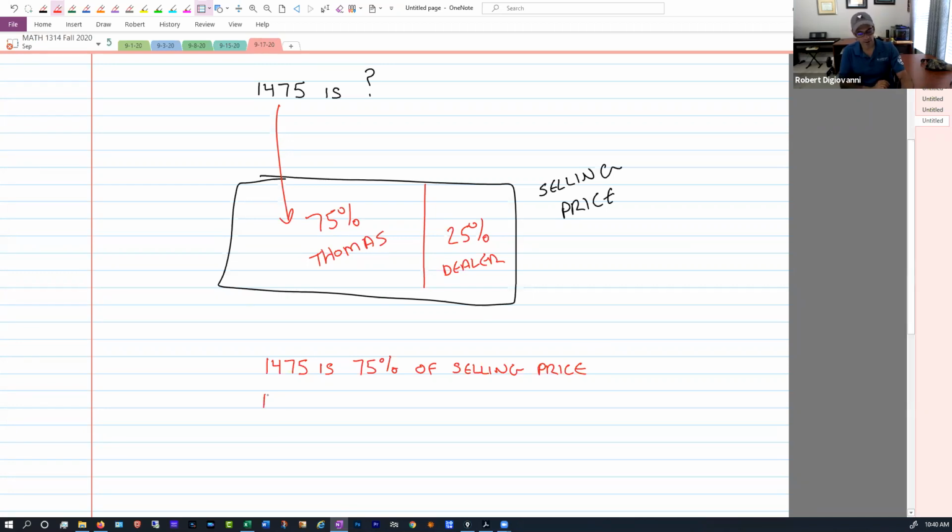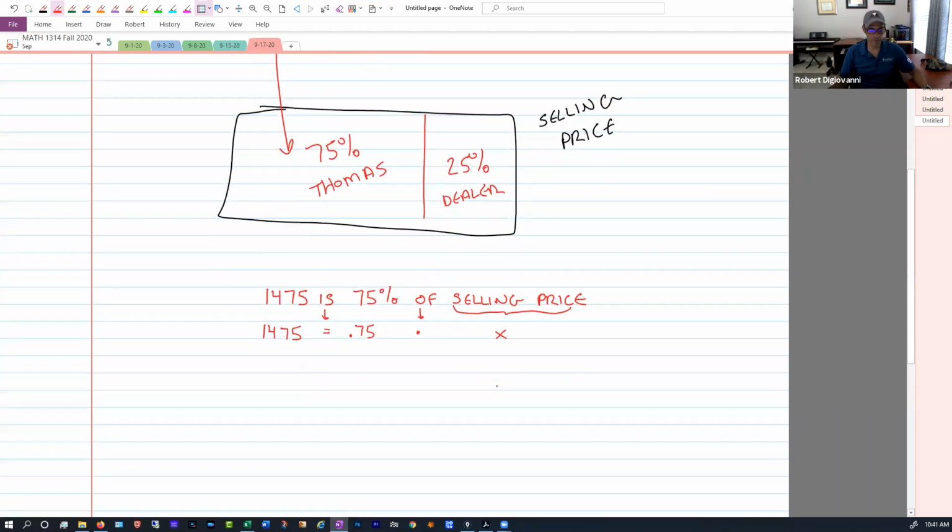I can rewrite this: 1475 becomes equals, 75% becomes 0.75, of becomes multiplication, and the selling price is what we want, x. So this problem has nothing to do with that formula we had just a moment ago, right? This is just translating words into an equation. And now we just solve for x.